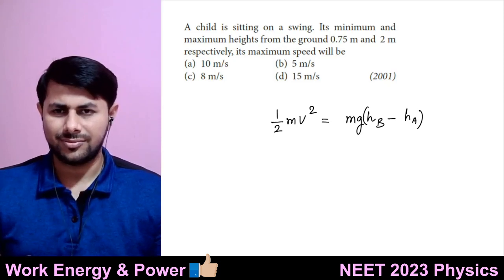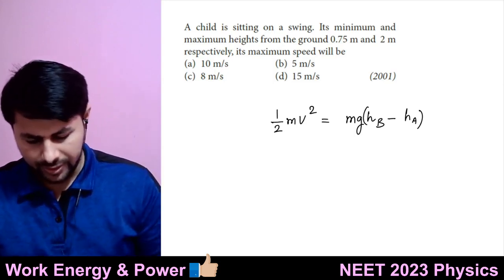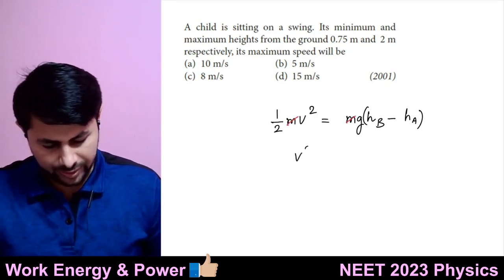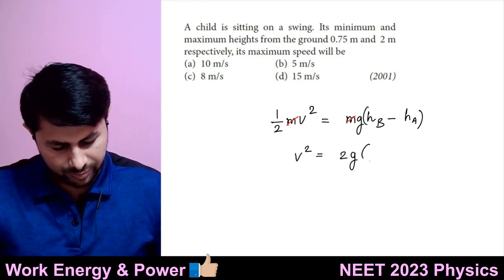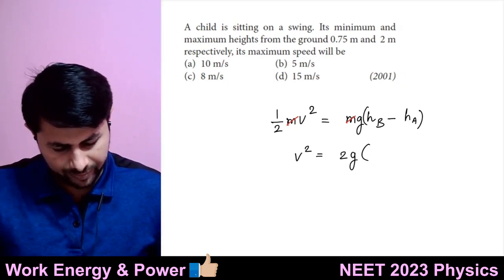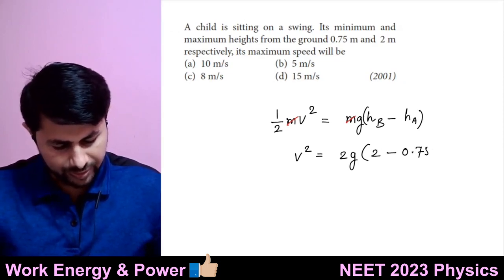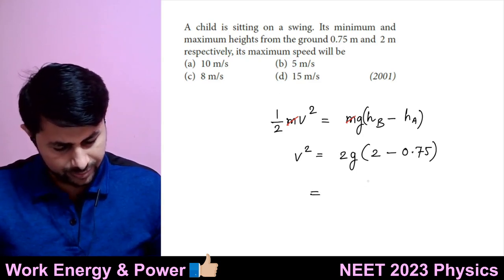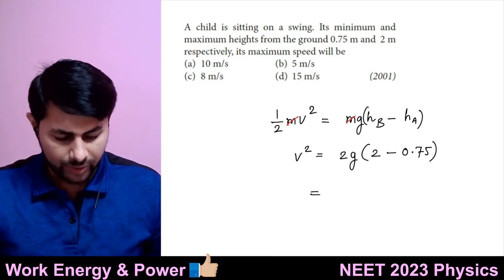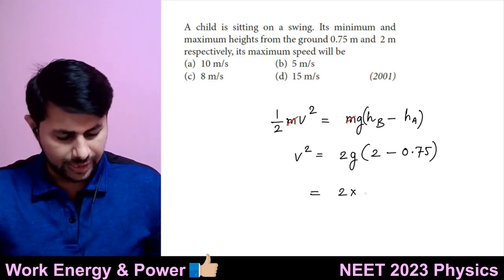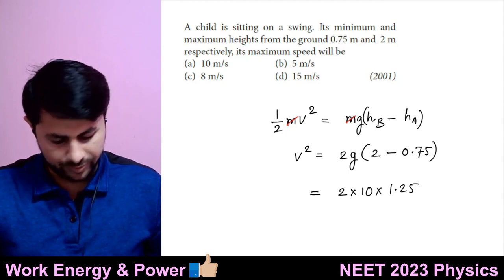Understood or not? Okay, so then m will get cancelled. Take 2 on the other side. So v square is equal to 2g multiplied by hb minus ha. So how much is hb? 2 minus ha 0.75, and then this will be 1.25, right? 1.25 times 2, 2 times 10 multiplied by 1.25.